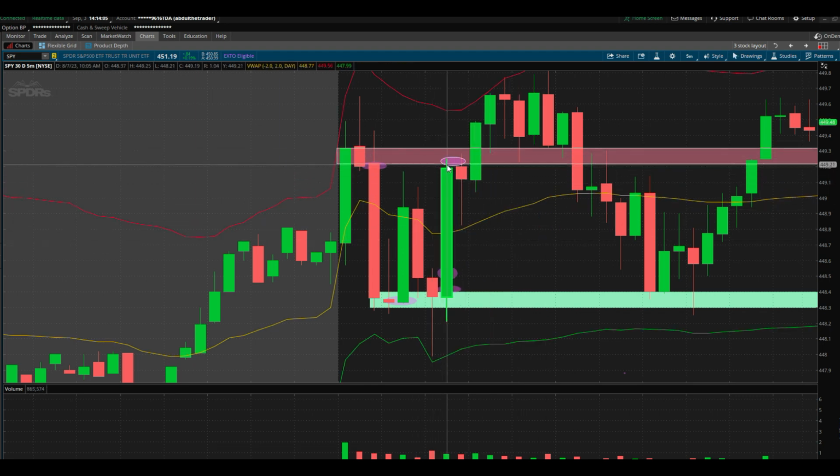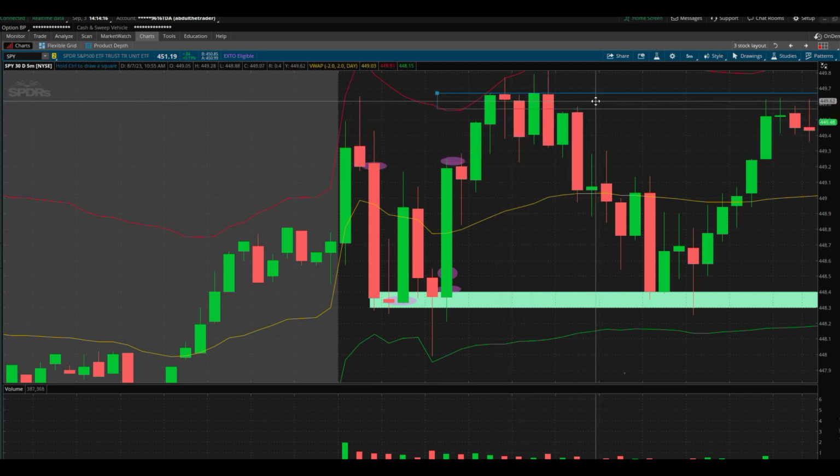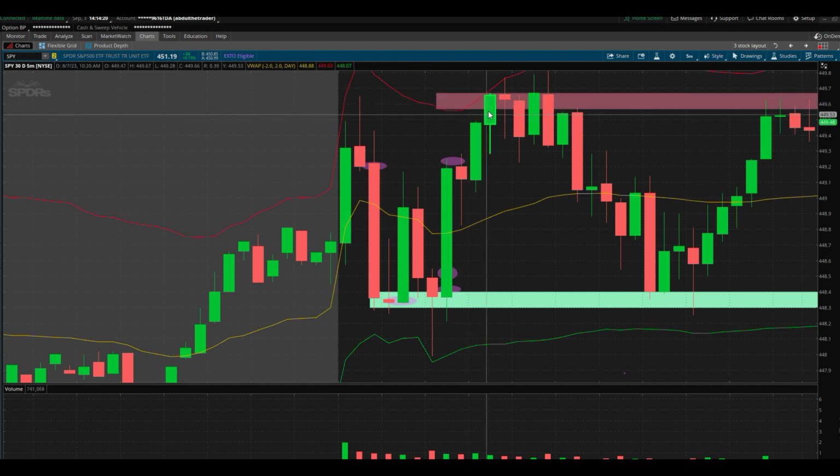Back in the supply zone. The stock then breaks out of the supply zone. What do you do now? You identify that it has broken out and you establish where it has broken out. And that's here. So now you have a new supply area.